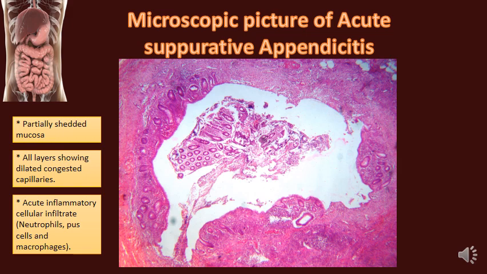The second specimen, which is the microscopic picture of acute suppurative appendicitis, we have here a transverse section in the appendicular wall. It shows the lumen full of the partially shed mucosa because of the inflammation, and the wall, which is formed of the four layers we mentioned before: mucosa, submucosa, muscle layer, and serosa, all showing dilated congested capillaries and cellular infiltrate of acute inflammatory cells like neutrophils, pus cells, and macrophages.